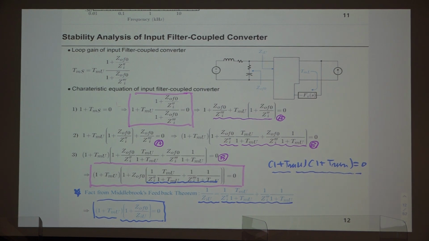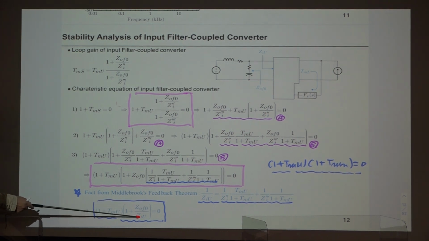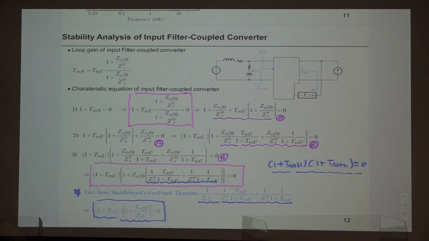We have a similar situation in the load coupled converter. At that time it was GOU, and this one is GL, and we also named this term the minor loop gain. The original definition of minor loop gain comes from this input-filter interaction analysis.